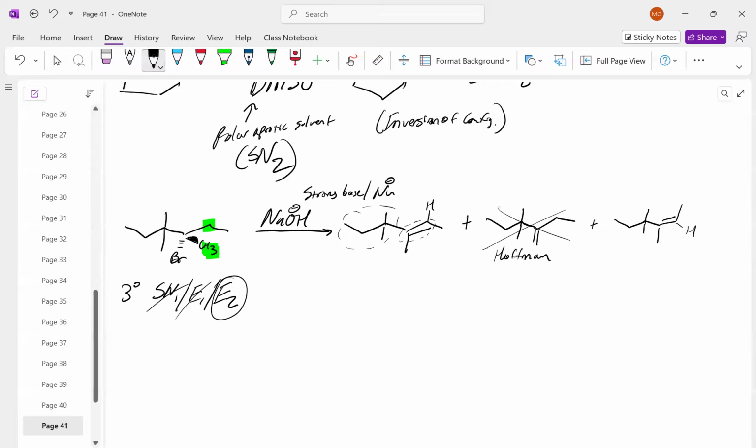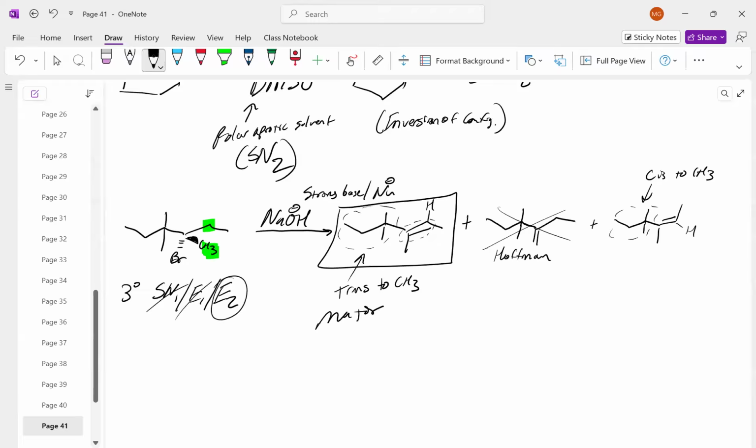And in this one, this group here is trans to a methyl. And here, this group is cis to a methyl. This situation is a lot more stable. So this is going to be our major product. So really E2 is the trickiest one you have to look at because not only do you have to consider Hofmann versus Zaitsev elimination, you also have to consider cis and trans isomers.